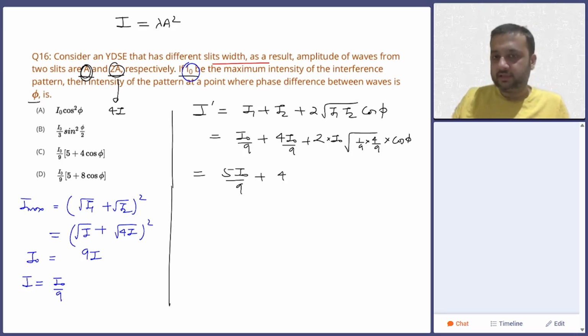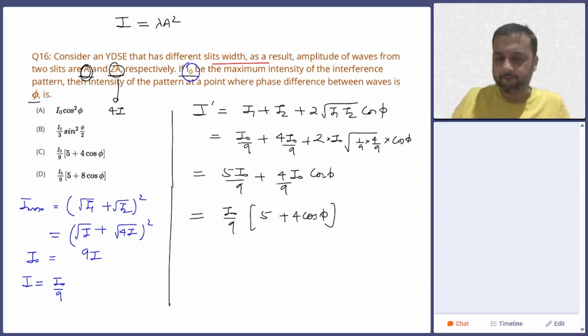So 4 will come outside, it will become 2 into 2, that means 4, by 9 I naught cos phi. So you can see that the answer comes I naught by 9 into (5 plus 4 cos phi). So option C will be the correct answer for this question.